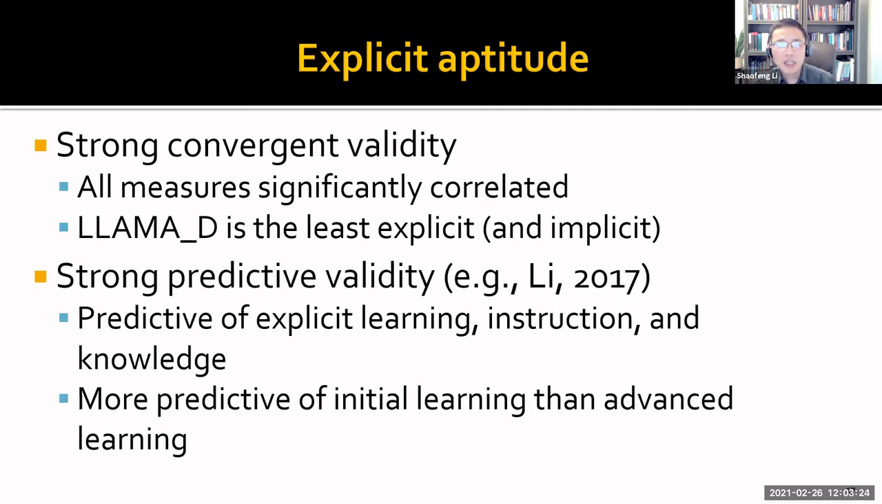Okay, explicit aptitude also had a strong predictive validity. It was a strong and significant predictor of L2 proficiency, confirming previous findings about explicit aptitude. So previous research has found that explicit aptitude is a consistent and significant predictor of explicit learning, the effects of explicit instruction, and explicit knowledge. One striking finding about explicit aptitude is that it is more important in initial learning than learning that happens at more advanced stages of learning.